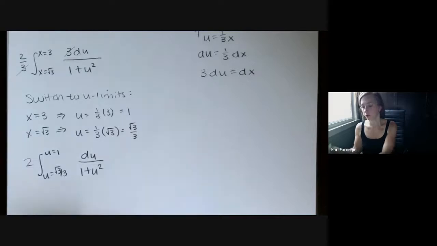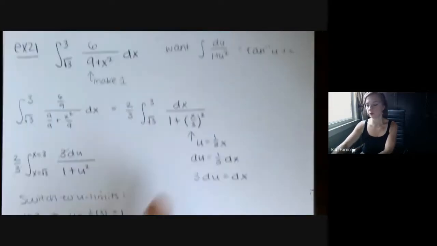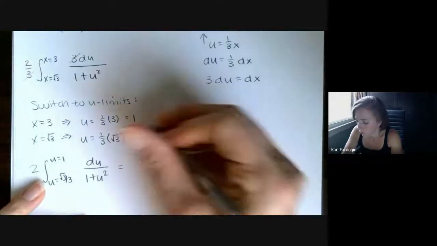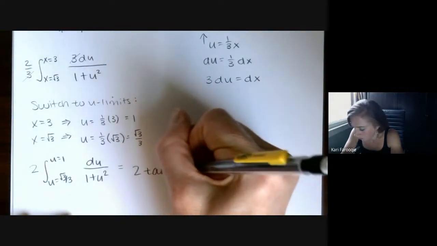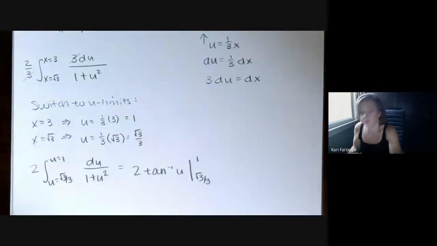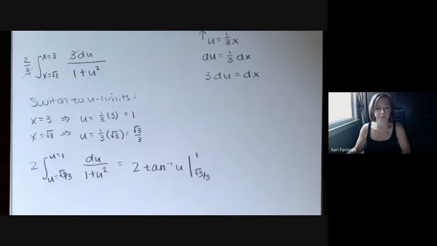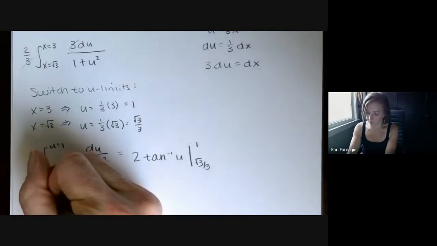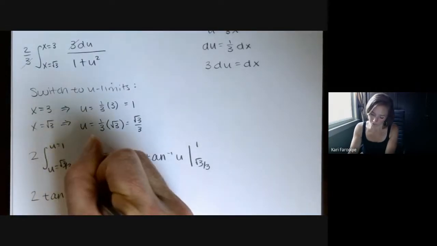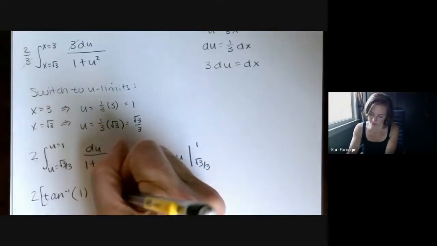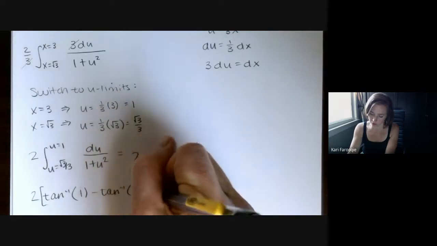Okay. Well, we already said that the integral of du over 1 plus u squared is the inverse tangent of u. So go ahead and integrate. Don't forget that there's a 2 in front of your integral. So this is 2 inverse tangent u, and you're going from root 3 over 3 to 1. So I'm going to take twice the inverse tangent of 1 minus the inverse tangent of the square root of 3 over 3.